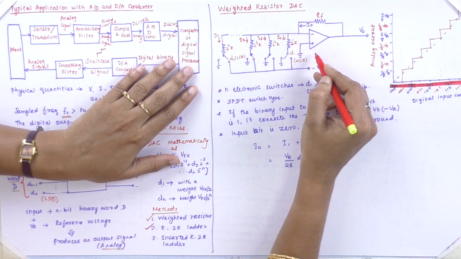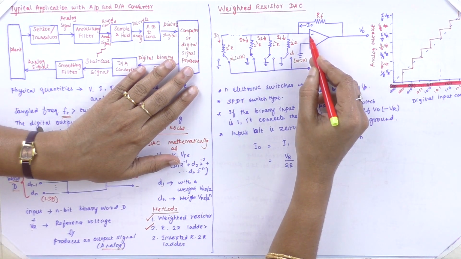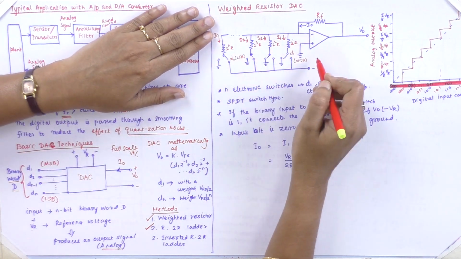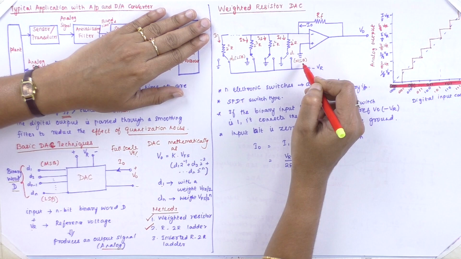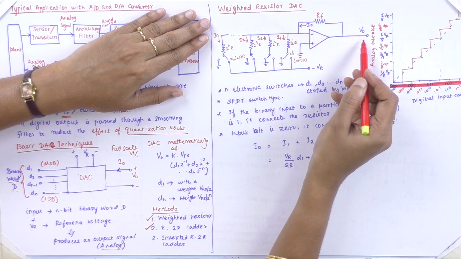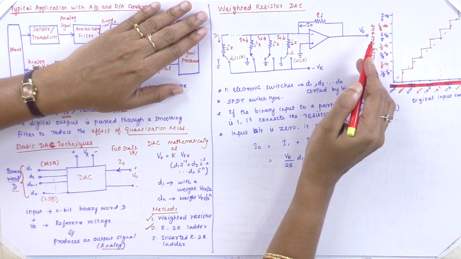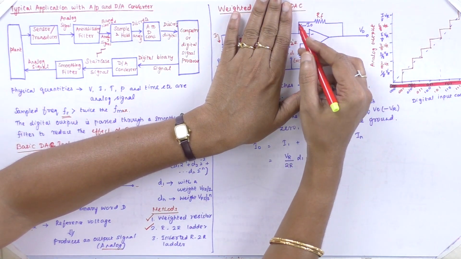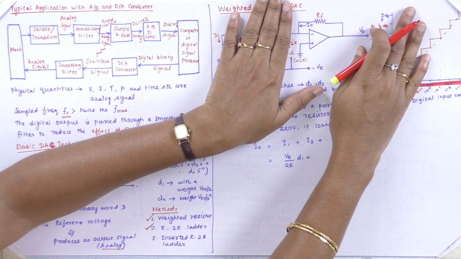So this is the operational amplifier. Here the inverting terminal is connected with the resistor values, whereas the non-inverting terminal is grounded, and we have a feedback resistor RF. So the output voltage is produced at V0. So far we have studied this part alone, inverting and non-inverting with output voltage.